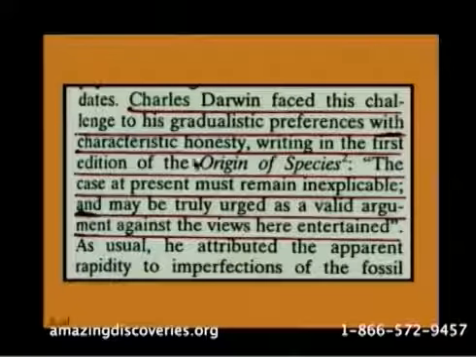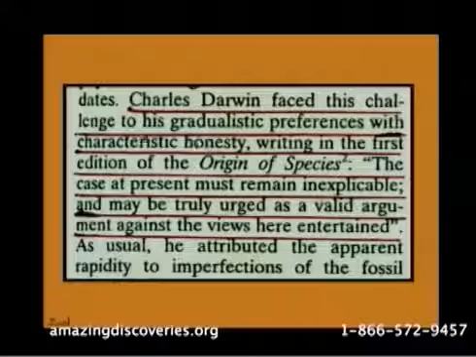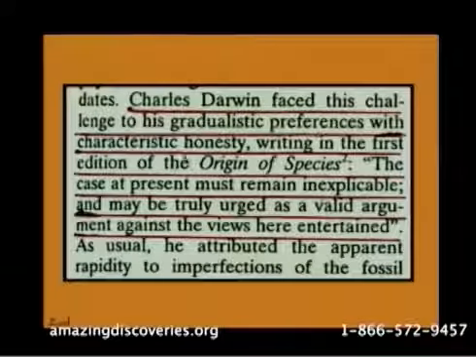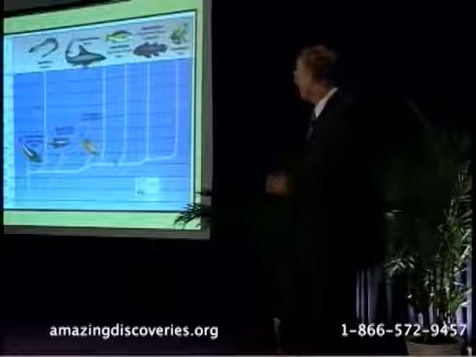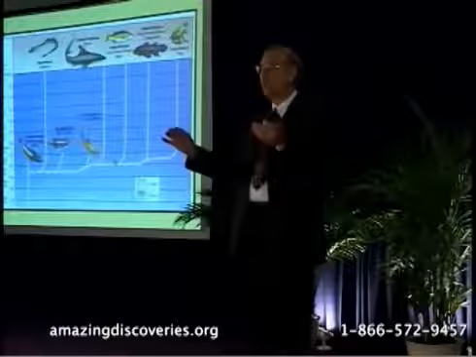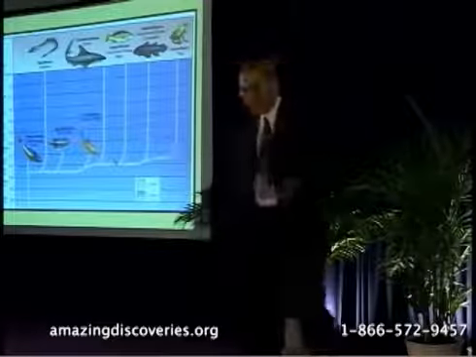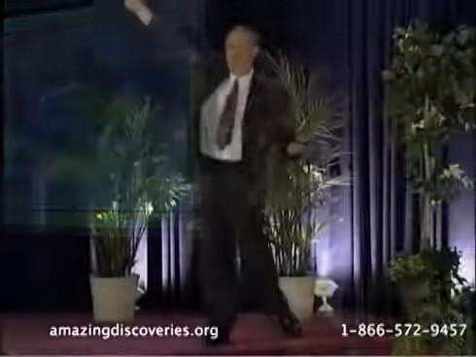Now, is this something totally new? No. He writes, Charles Darwin faced this challenge to his gradualistic preference, things change slowly over time, with characteristic honesty, writing in the first edition of Origin of Species, strange that it disappears later, the case at present must remain inexplicable and may be truly urged as a valid argument against the views here entertained. So they've known this from the beginning. So, is there such a thing as an evolutionary record which shows things developing from simple to complex? Answer is no.